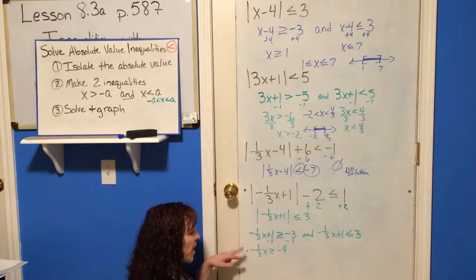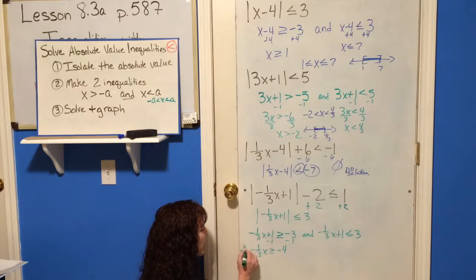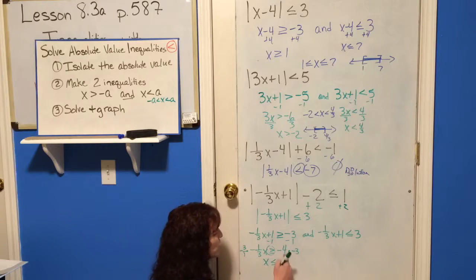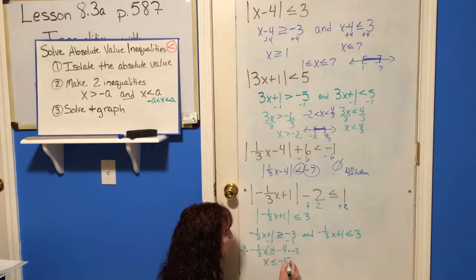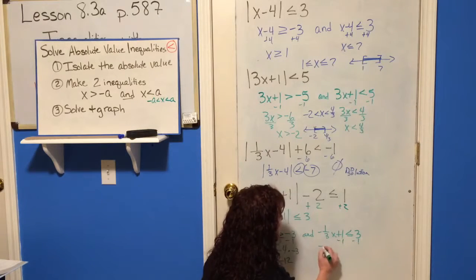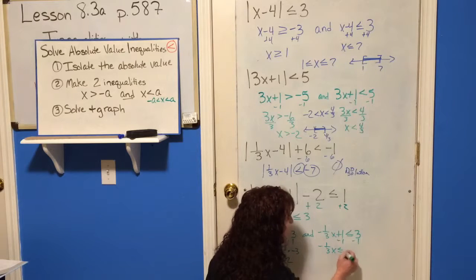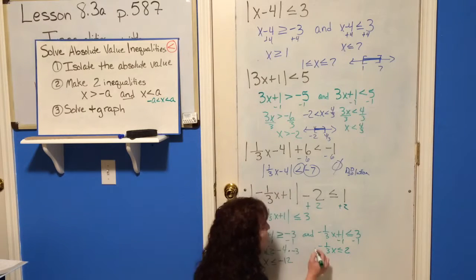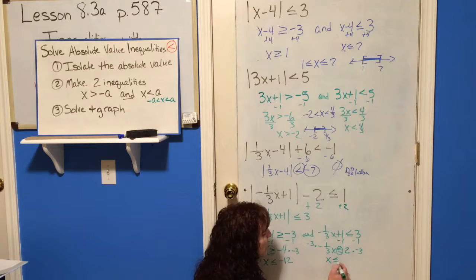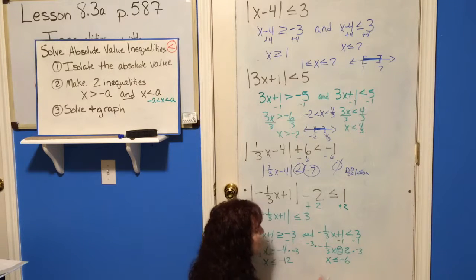Times, what we're going to do is flip-flop the negative 1/3, so times negative 3 over 1. Remember, if we're multiplying or dividing by a negative, you've got to flip-flop the sign, times negative 3. So x is less than or equal to negative 4 times 3 is 12. Solve this one, subtract 1 from both sides. Negative 1/3 x is less than or equal to 3 minus 1 is 2. Once again, times negative 3, so you're going to switch your symbols. So x, switch it, less than or equal to 2 times 3 is a negative 6.